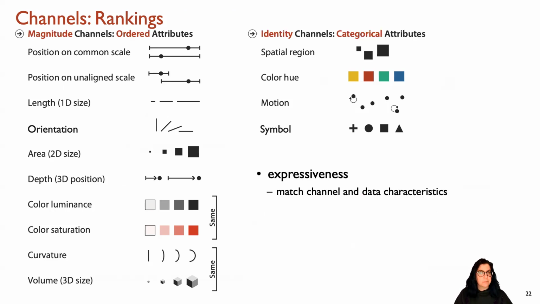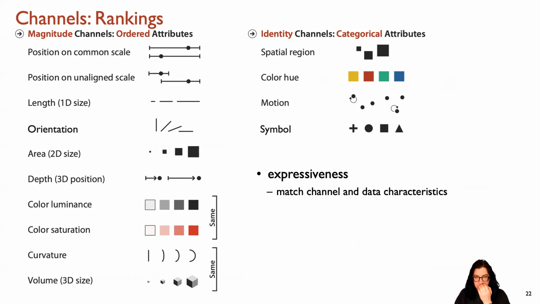One is I have these two columns here. That's not a coincidence. I've actually separated the channels into big categories. The so-called magnitude channels are good for conveying ordered information because they're actually giving you a perception of how much of something. So things like positions, orientation, areas, even colors, these are all something where we can perceive how much of something.